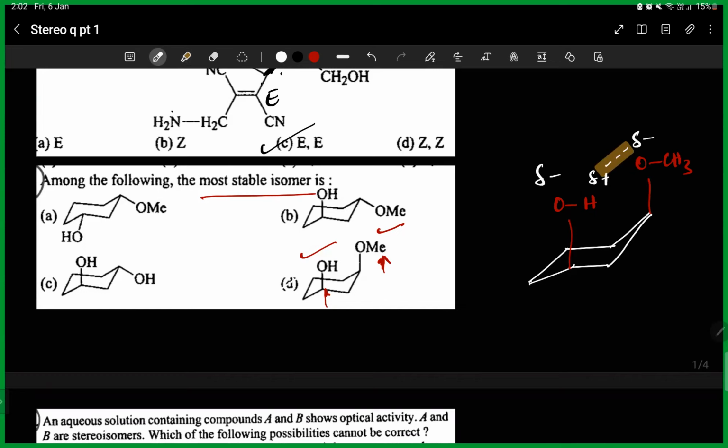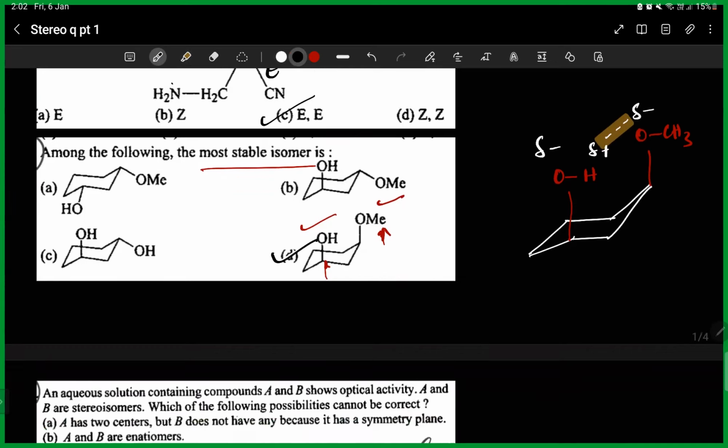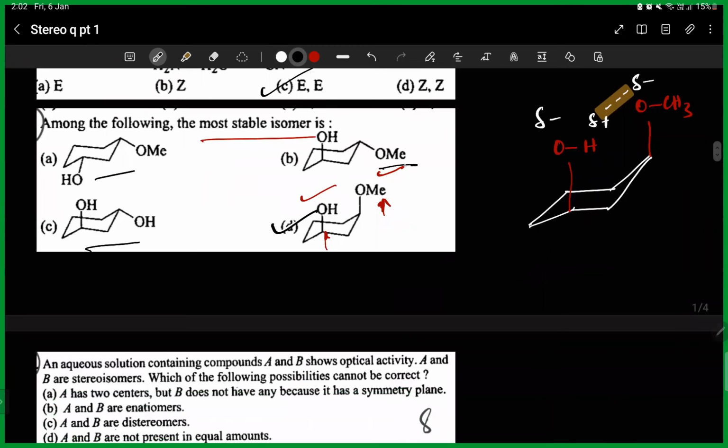So hydrogen bond increases stability. So D will be the correct answer. And in other cases, they are on the opposite side or in different configurations. You can see the equatorial position and the axial positions. So they won't show hydrogen bonding, so they will be less stable. The most stable will be when they are on the same side.